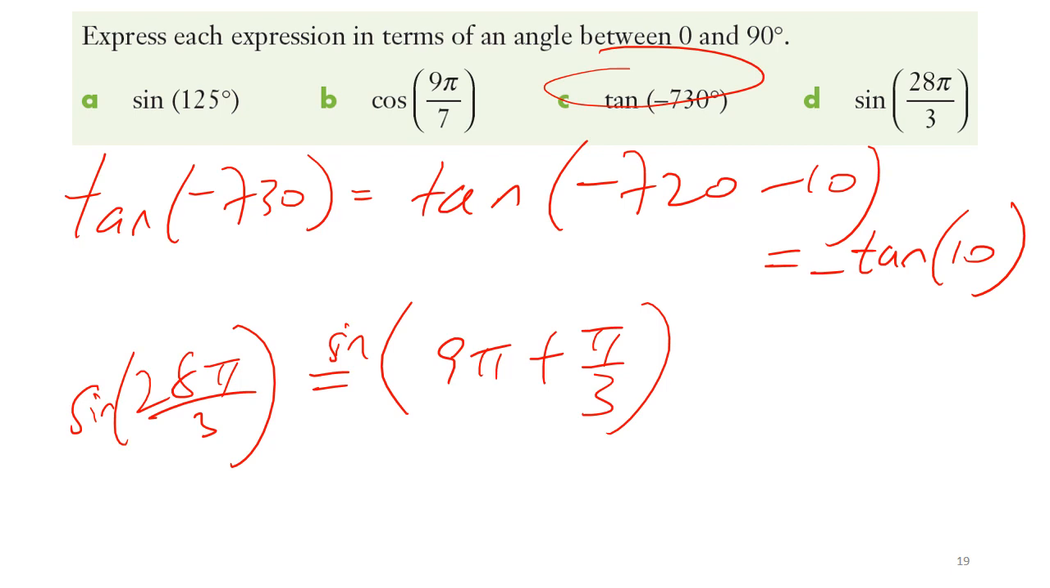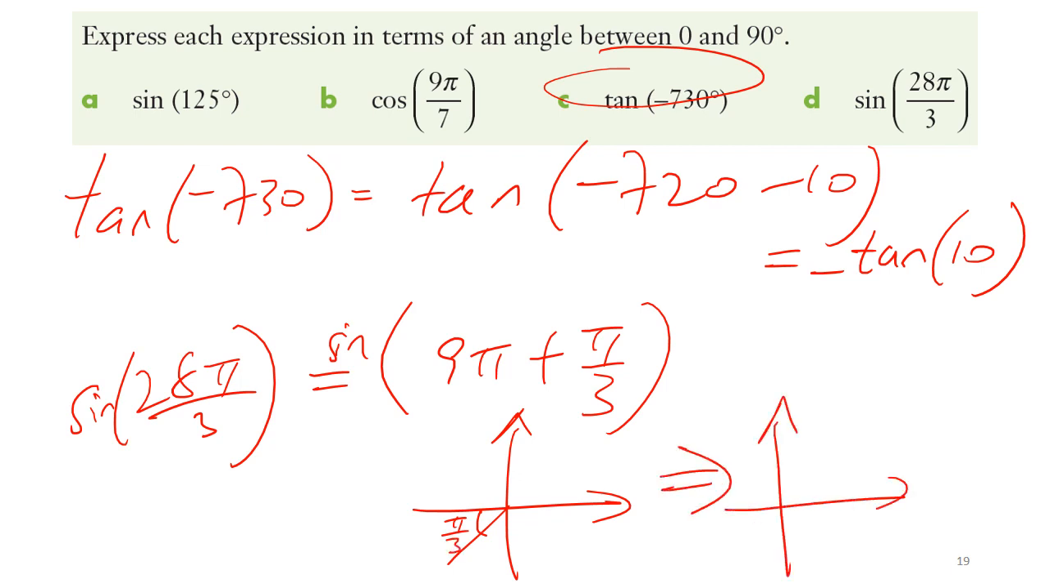Okay, so let's draw it. So 9 lots of pi's, that would be, you end up here, and then plus 1/3 of a pi. So this is the angle that we're talking about. This is your pi over 3. And we want to express it in terms of an angle of pi over 3.